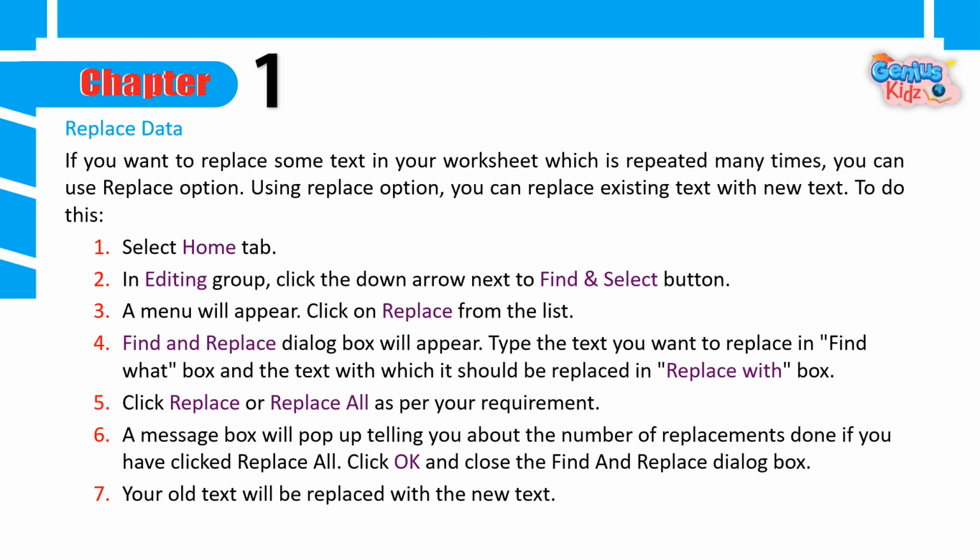4. Find and Replace dialog box will appear. Type the text you want to replace in the Find what box and the text with which it should be replaced in the Replace with box. 5. Click Replace or Replace All as per your requirement. 6. A message box will pop up telling you about the number of replacements done if you have clicked Replace All. Click OK and close the Find and Replace dialog box. 7. Your old text will be replaced with the new text.